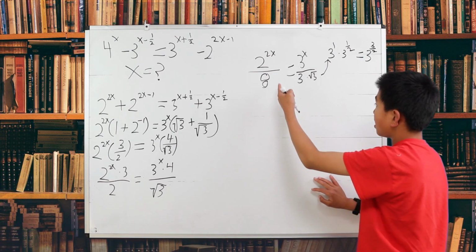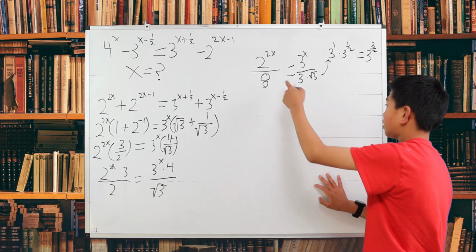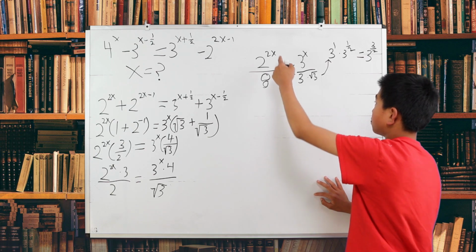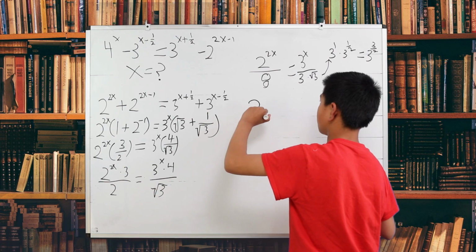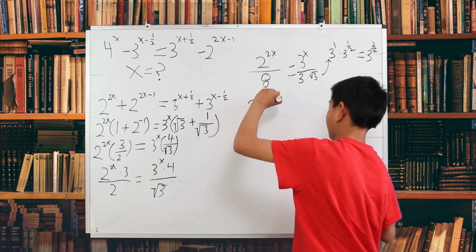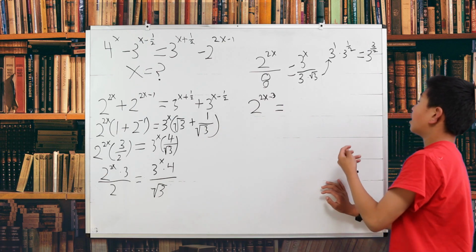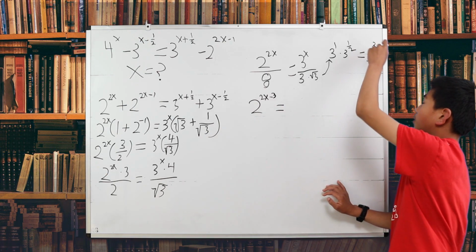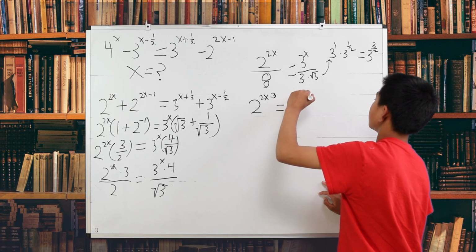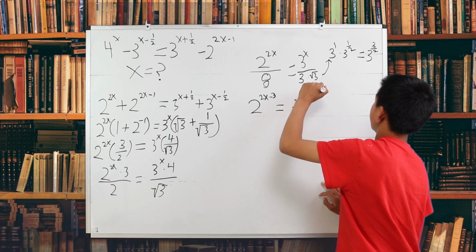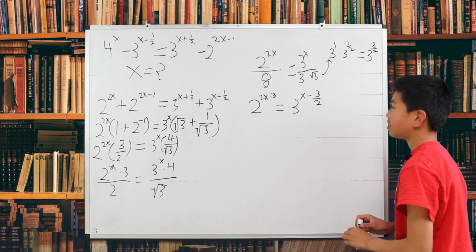So here, 8 is just 2 to the power of 3, and then it's being divided, so we can just put it in the top and subtract 3, since it's in the powers. So 2 to the power of 2x minus 3 is equal to, we do the same for this side. We figured out that this power is equal to 3 over 2. So it's going to be 3 to the power of x minus 3 over 2. Right there. We immediately see a problem.